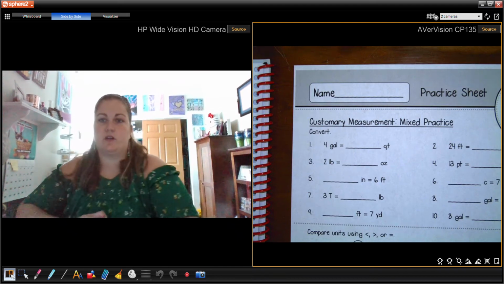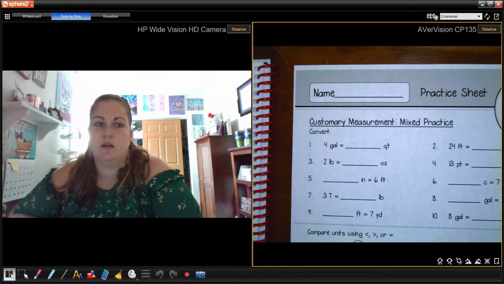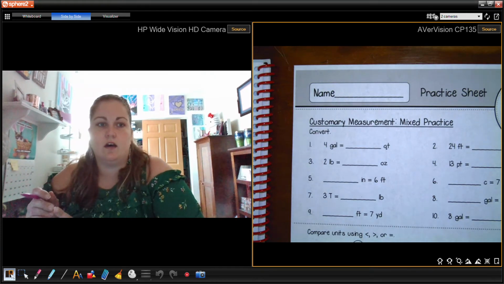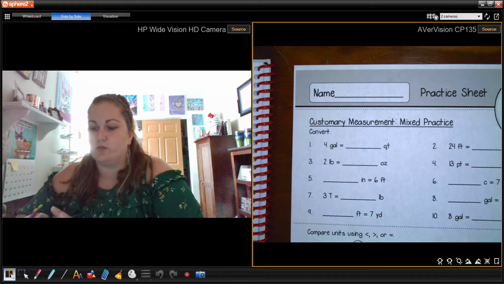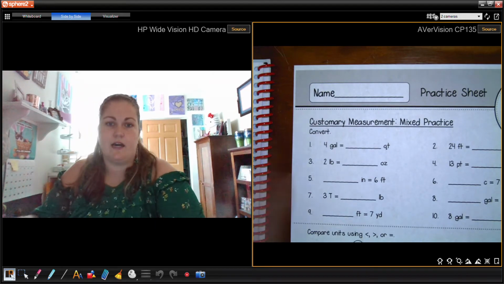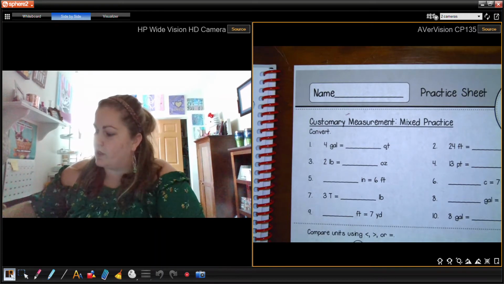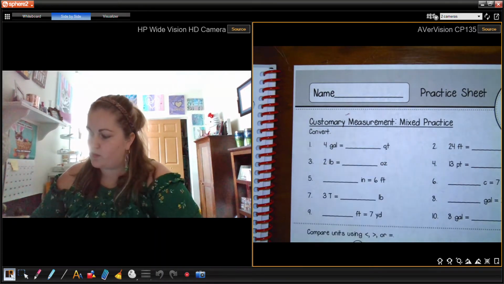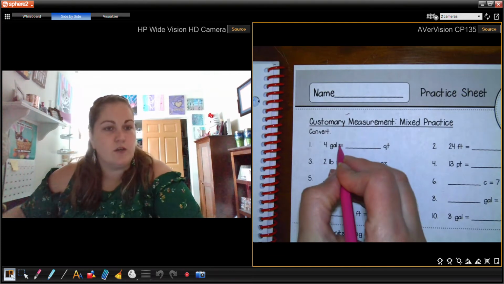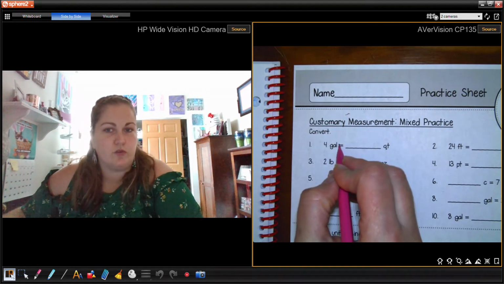Okay, so we're going to be reviewing some customary measurement. It's mixed review, meaning it's length, volume, or weight. I've got my BFF, my reference sheet here. So we're going to go ahead and get started, just practicing some problems and reminding you of some strategies of what you could do if you get stuck.